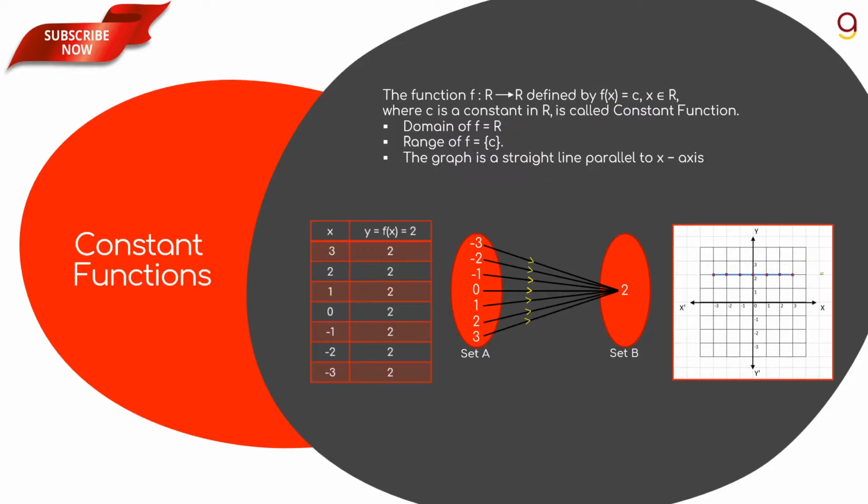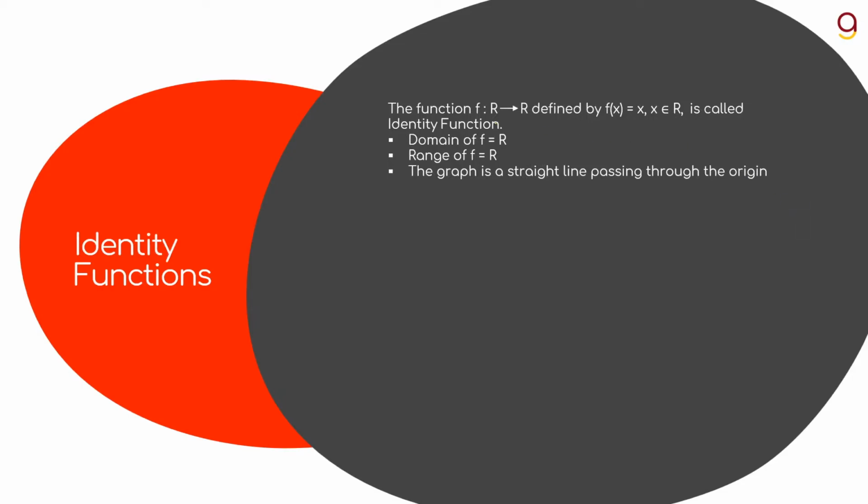Now let's move to the identity function. The function f from R to R defined by f(x) = x, where x belongs to the set of real numbers, is called the identity function. It is a function that associates each real number to itself. Whatever we put as the input, that's the result, that's the output.